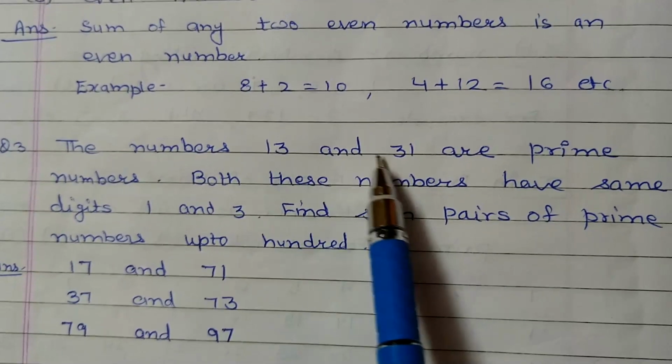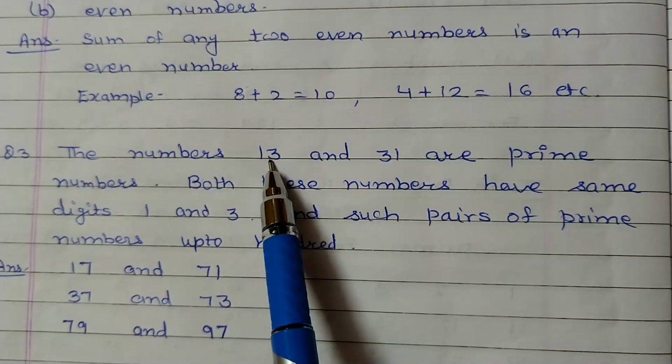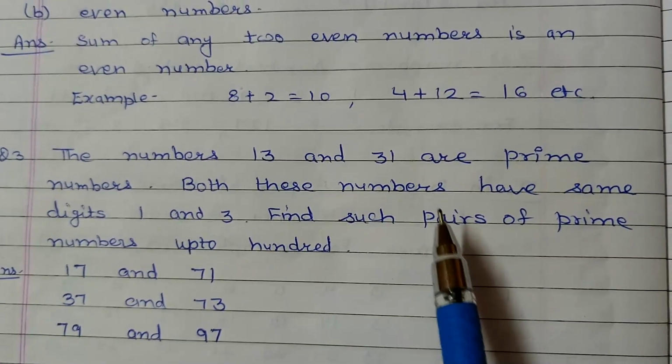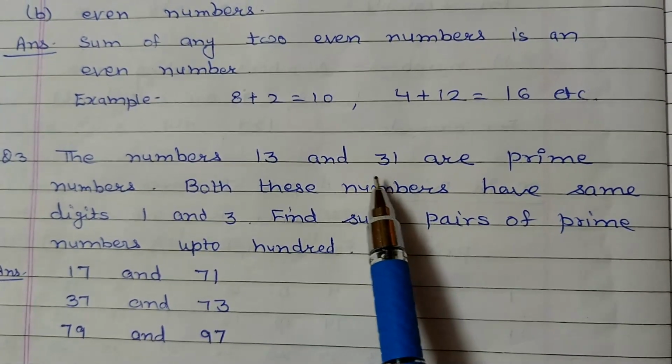Only their order is changed. And if you see, after changing the order, then also the number is a prime number only. So we need to find such pairs.